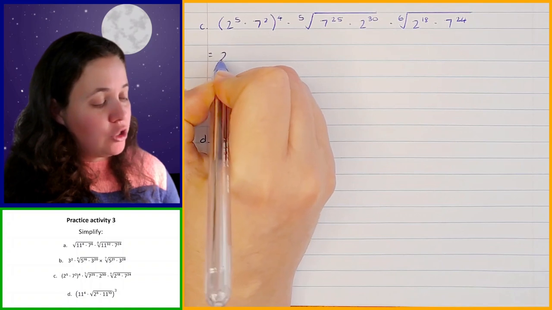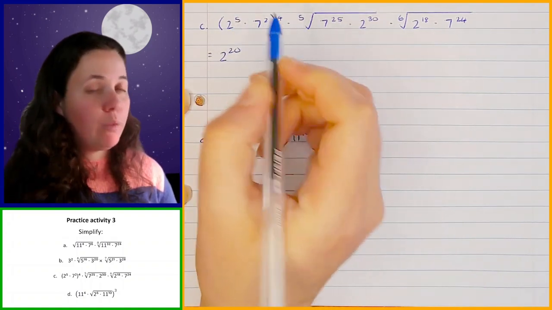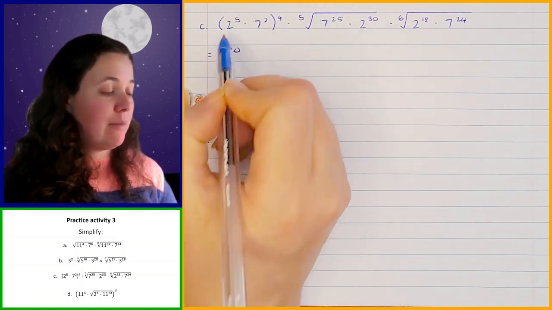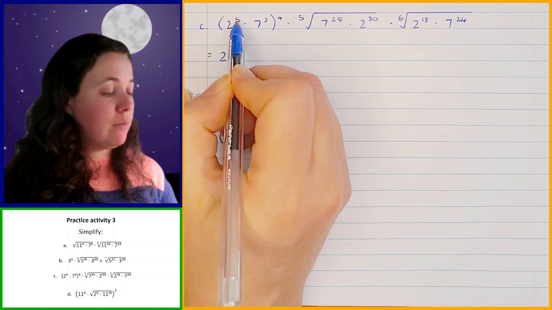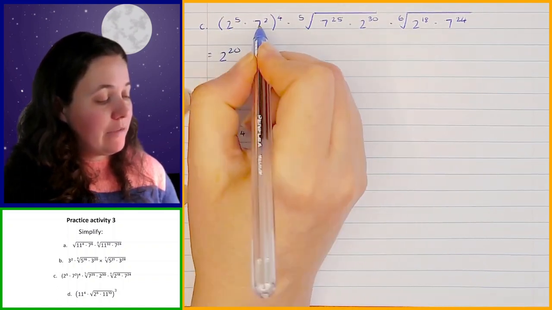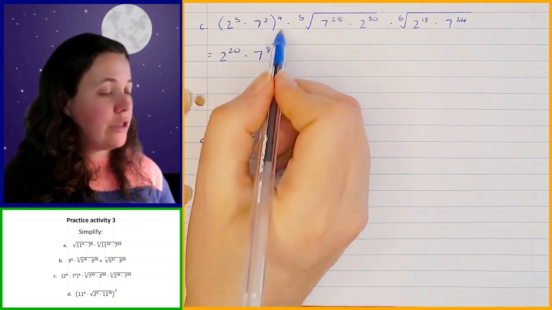So that's going to be 2 to the power of 5 times 4 is 20, because remember, when we are raising a power to a power, we multiply the exponents together, we keep the base the same. So the 2 stays the same, and I multiply the 5 by the 4, and I get 20, times. Then over here, I have 7 to the power of 2 times 4 is 8. Okay, so that's sorted out that set of brackets over there.